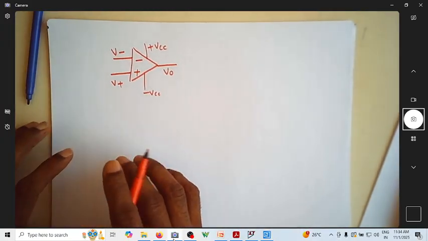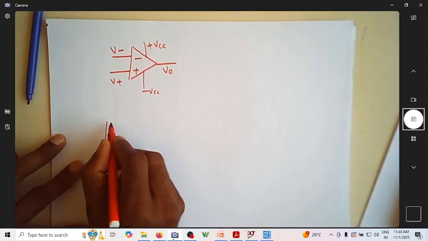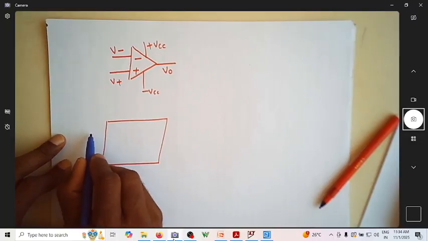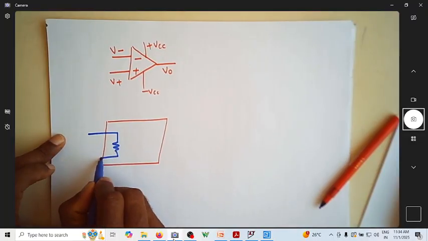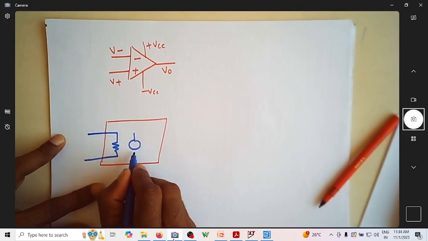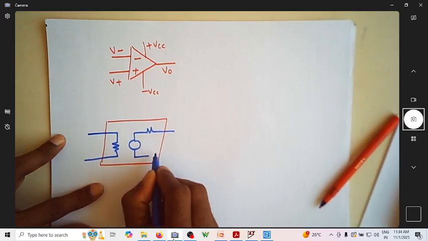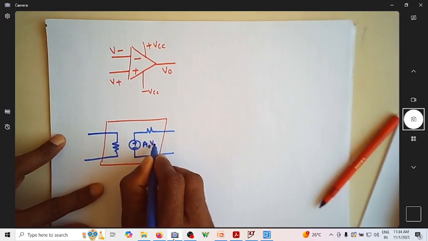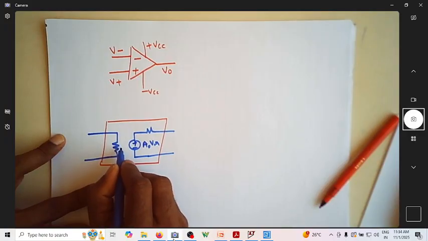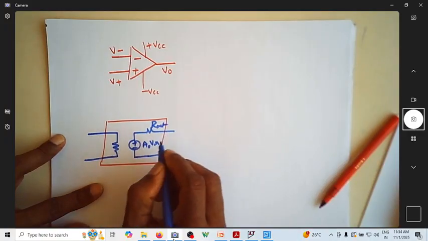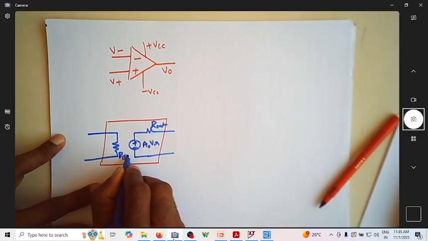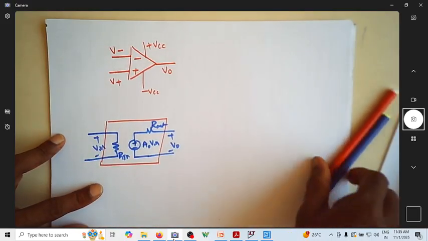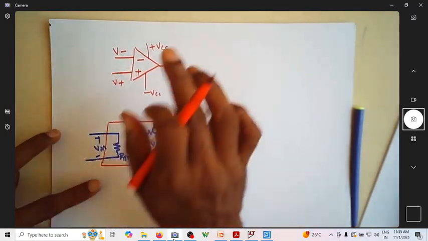We also know in general how an amplifier can be represented in a block diagram fashion. So this is how an amplifier can be represented. We have A naught times V in, and this is R out, the output resistance. This is R in, this is plus or minus V in, and this is plus or minus V naught. This is the typical op-amp.